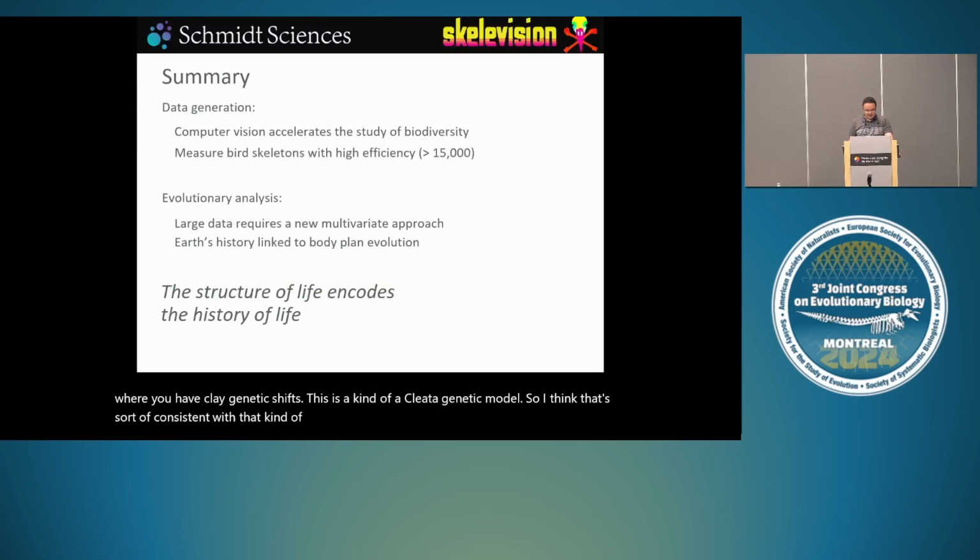Yeah, anyway, that's all I got. In summary, we're using computer vision to dramatically accelerate the rate at which we're generating phenotype data. We're measuring thousands of bird skeletons, and if you have a specimen collection that you'd like to work with us on, please get in touch. And I'm building a new multivariate framework for analyzing large phenotype data sets that I'm hoping will be useful to the community. It will eventually be in our package, so get in touch if you'd like to use it. Okay, that's all I got. Thanks.